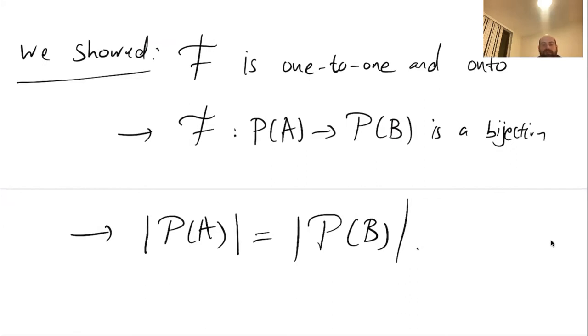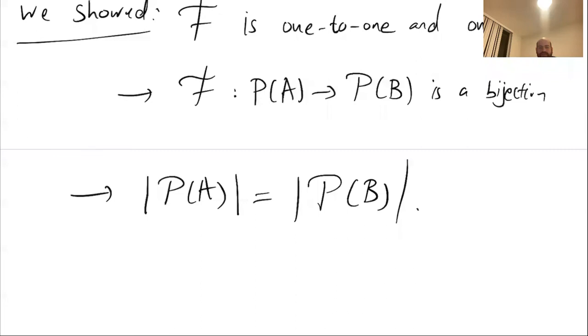So we suggested a definition for this bijection, this curly f. We provided a definition, and then we showed that the definition that we suggested above is actually a bijection, meaning that it's one-to-one and onto. Okay, so we showed this bijection, and therefore we concluded cardinality P of A equals cardinality P of B.